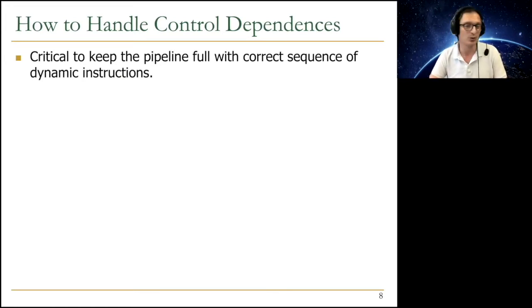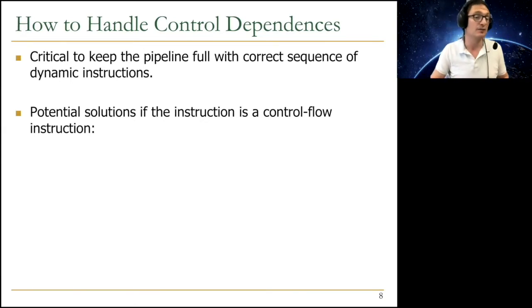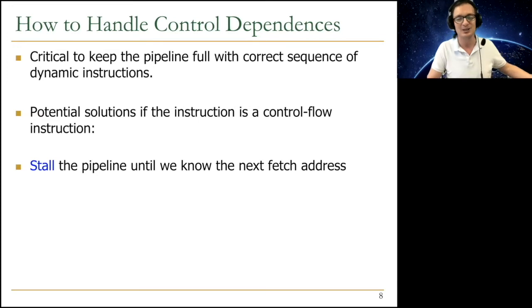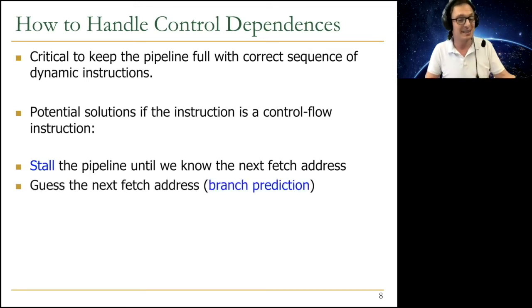Okay, so basically, it's critical to keep the pipeline full with the correct sequence of dynamic instructions. And this is no news to you. And there are multiple potential solutions if the instruction is a control flow instruction. You can stall the pipeline until you know the next fetch address. Bad idea. We've discussed this briefly. I'm going to discuss very briefly again and dismiss it. You can guess the next fetch address, branch prediction.